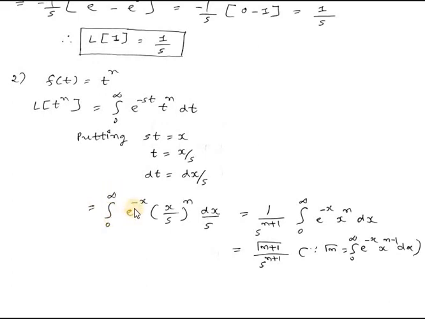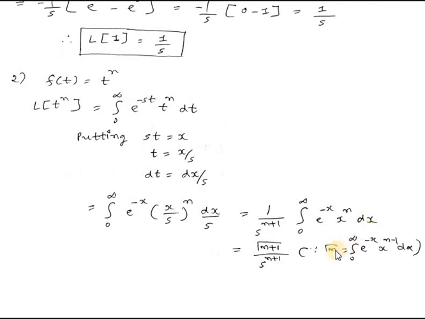Integration from 0 to infinity of e raised to minus x, because st is x and t is x divided by s. So x divided by s whole raised to n, and dt is dx divided by s. Therefore here we will write dx divided by s. Now here we have to take integration with respect to x. Therefore s raised to n into s will be a constant. Therefore this can be written as 1 divided by s raised to n plus 1 times the integration from 0 to infinity of e raised to minus x into x raised to n dx.